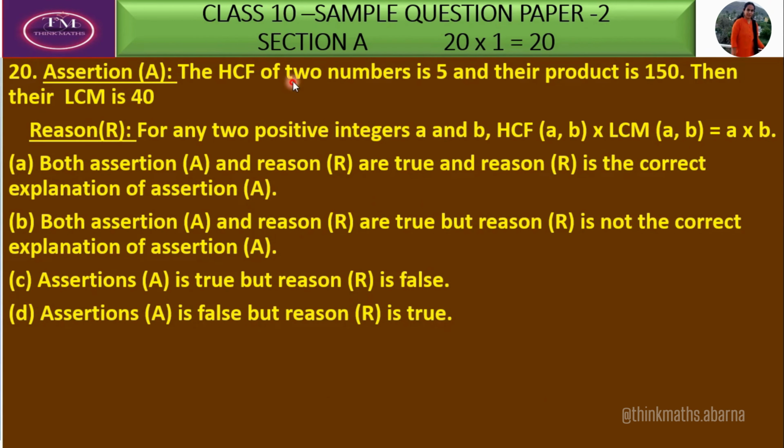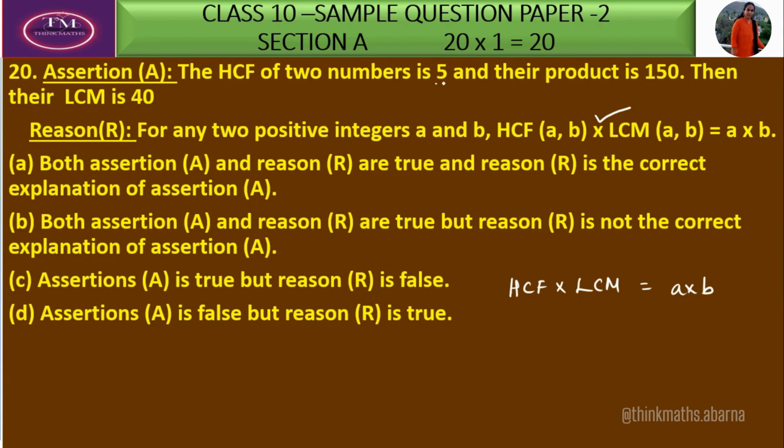Assertion A: the HCF of two numbers is 5 and their product is 150. Then their LCM is 40. Reason: for any two positive integers A and B, HCF of A comma B into LCM of A comma B is equal to A cross B. We know this statement, HCF into LCM equal to the product of two numbers. So this is correct. Now let us check whether the assertion is right or not. We know HCF into LCM equal to A cross B.